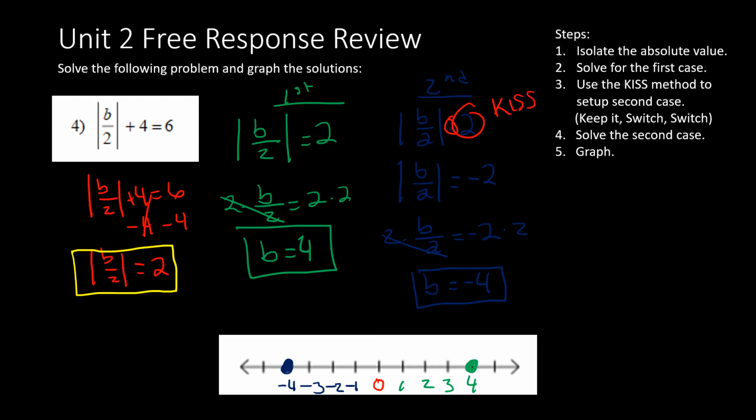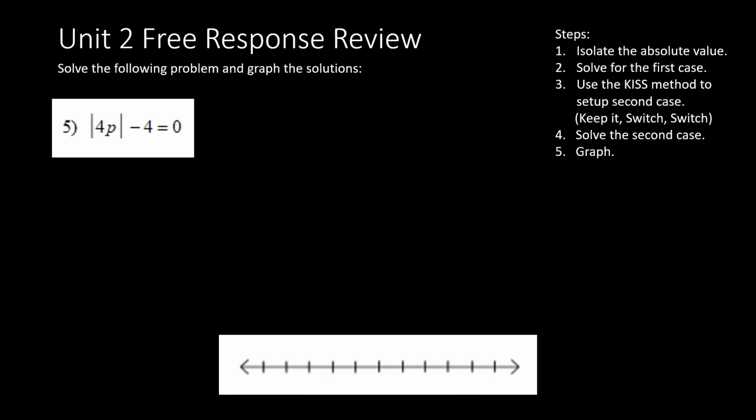All right, so we got the first isolated absolute value. We got our first case, we got our second case, and we graphed. So let's go ahead and go on to the next question. This is going to be the last one for equals. The last function, we'll do inequalities after this. So we want to isolate our absolute value.